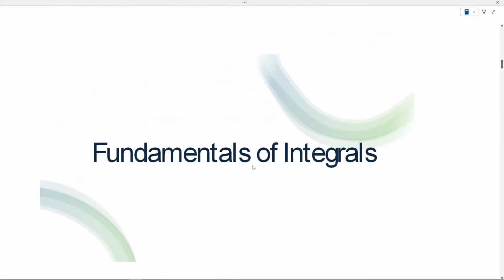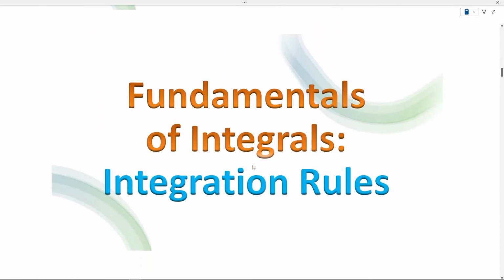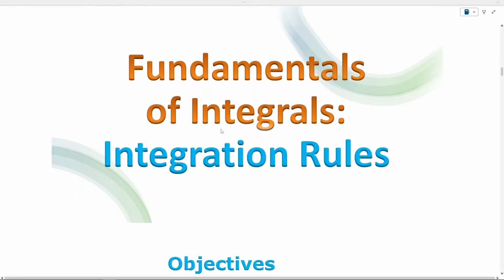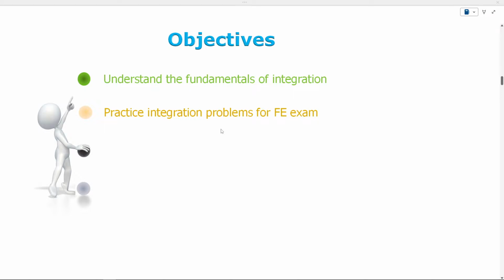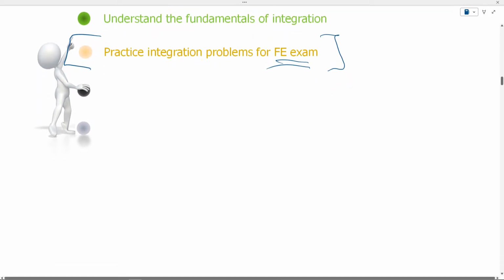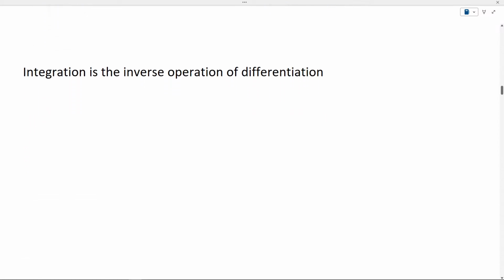So let's start with lesson one, the fundamentals of integrals. Part one is integration rules, same as we did with derivatives. We just learn the basic rules. That would be a refresher if you took Calc 1 and Calc 2 before, and would be new information if you have no prior calculus experience. For both cases, whether this is new or a refresher, it would be good practice for the FE exam. So I have several FE exam problems for you to solve.